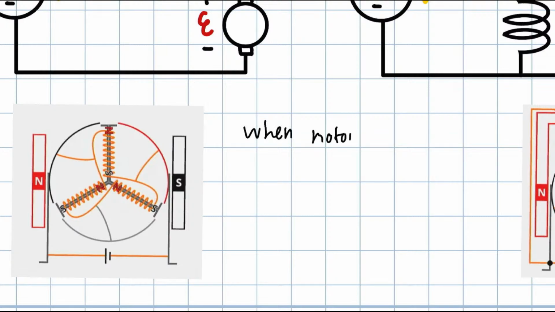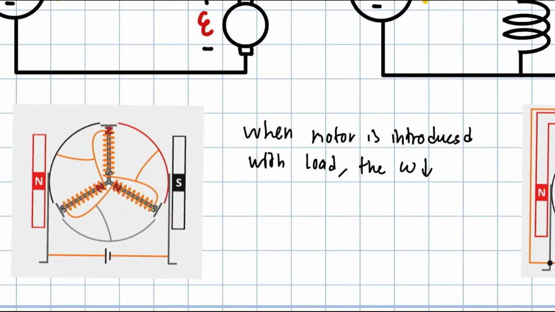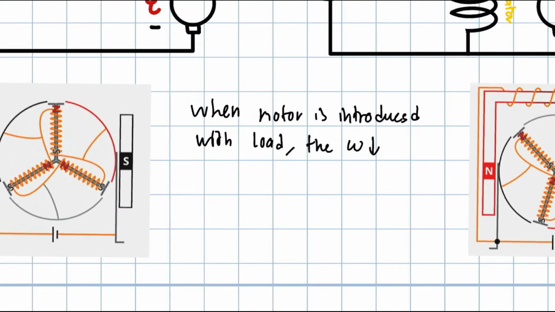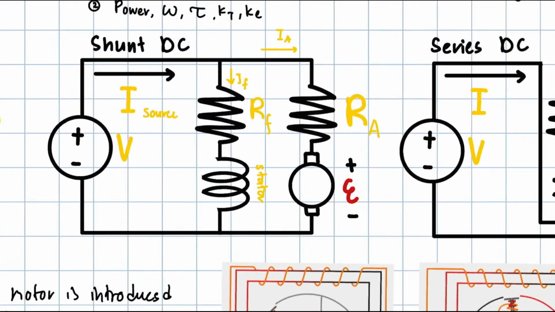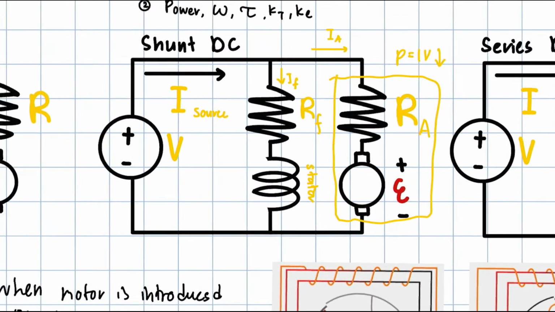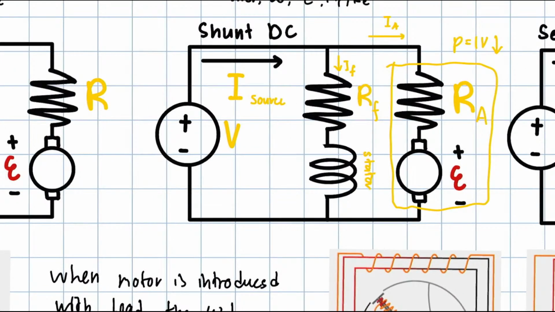When the motor is introduced with load, the angular velocity will decrease. Okay, so when the angular velocity decreases, the power will also decrease. When the power decreases, power equals IV. So the IV over here in this section will decrease. Since this is a constant, we assume this power source is constant.